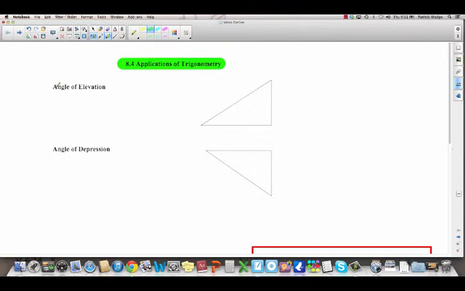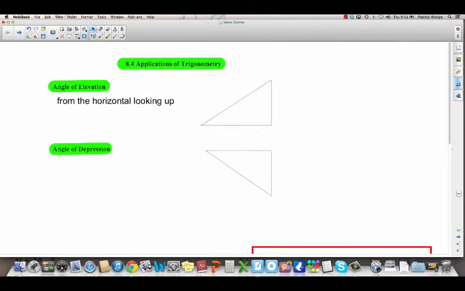Now, before we do anything else, I need to explain the difference between an angle of elevation and an angle of depression. So an angle of elevation is when you're looking from the horizontal and you're looking up. So what's a horizontal? Well, think of horizon, right? A horizon runs from left to right. Flat. That's the horizontal. So the angle of elevation is the angle from the horizontal looking up. In this triangle, this would be your angle of elevation right there.